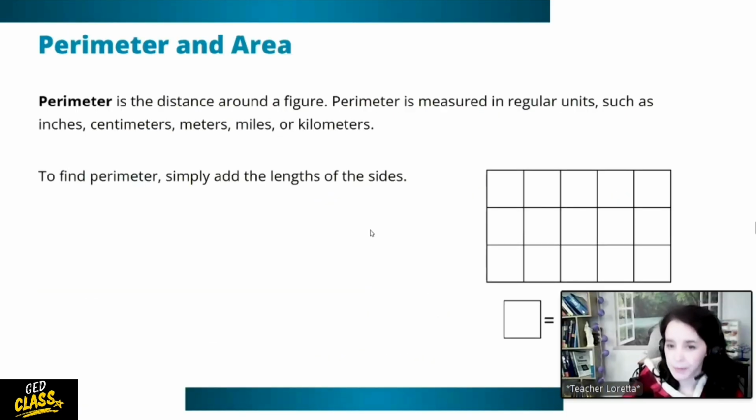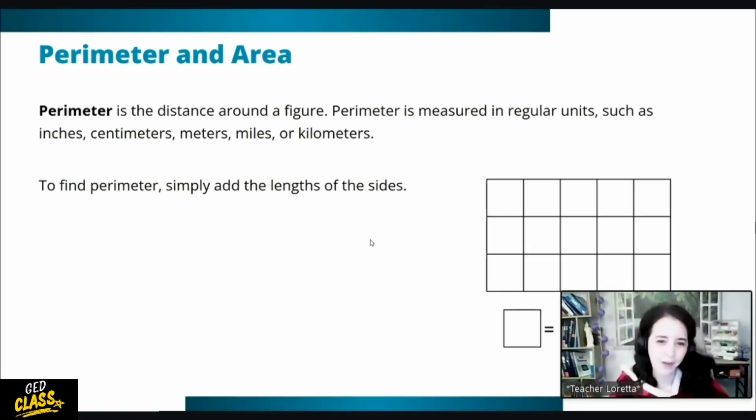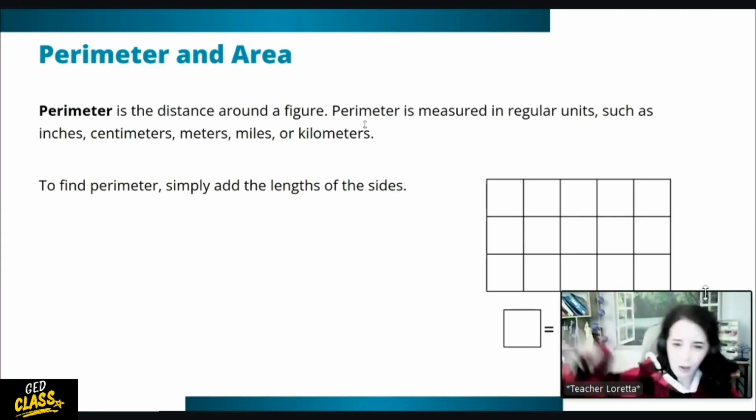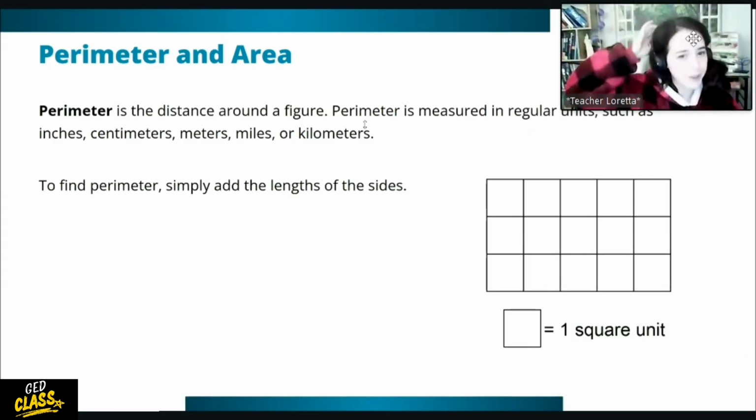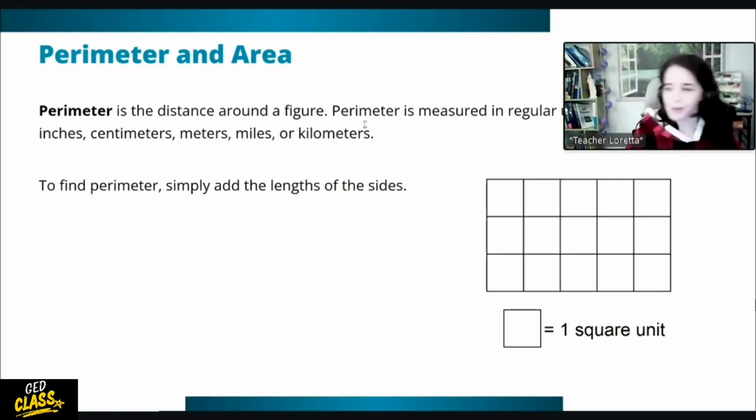Let's talk about perimeter and area. Perimeter is the distance around a figure. If you ever watch an action movie, like a Marvel movie or a cop movie or a heist movie, you may hear a police officer saying, let's establish a perimeter, or something like that. That means we're going to put people all around the outside of this building or whatever it is that we're doing. They're going to put people around the outside of something. So perimeter is the distance around a figure.